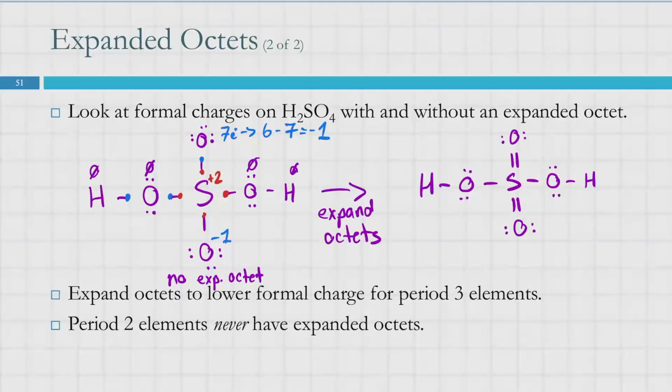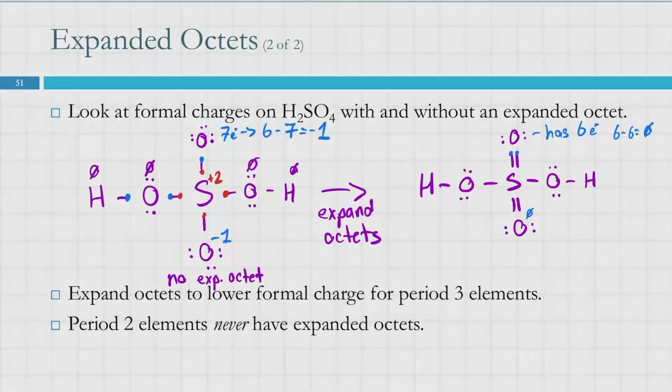Now if we look at our octets, or our formal charges, our oxygen on top has 4 electrons in terms of lone pairs. It's also got the ends of the double bond. So it has 6 electrons around it that it can call its own. It likes having 6. 6 minus 6, formal charge is 0. The bottom oxygen also gets a 0 for its formal charge.